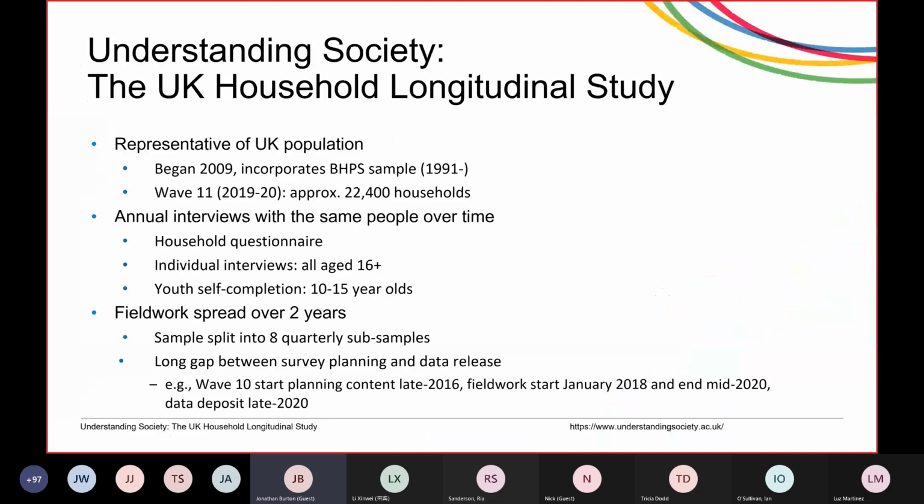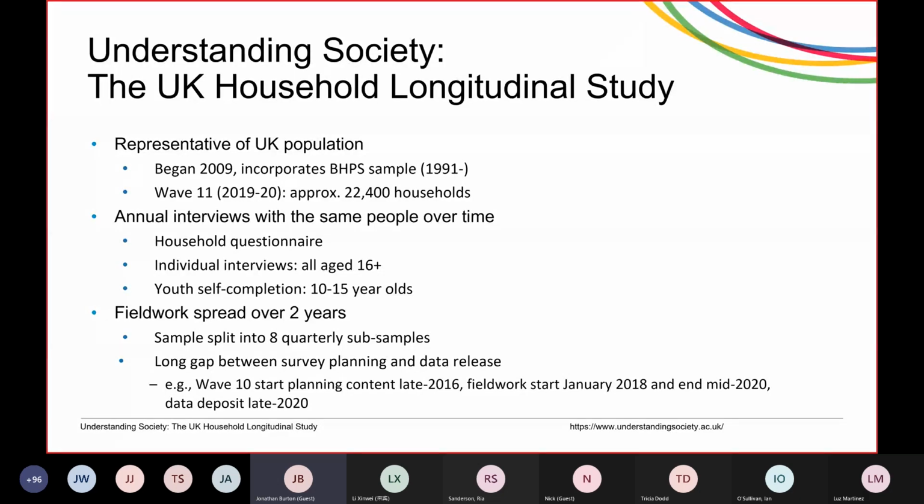It's representative of the UK population, so it includes Northern Ireland, Highlands and Islands and Scotland. It began in 2009, but it does incorporate the British Household Panel Survey sample, which started in 1991. At wave 11, which is where we're at the moment, it's approximately 22,500 households, just over 40,000 adults. And the key point of Understanding Society is we have annual interviews with the same people over time, and we obviously follow them if they move, and we interview new entrants into the household.